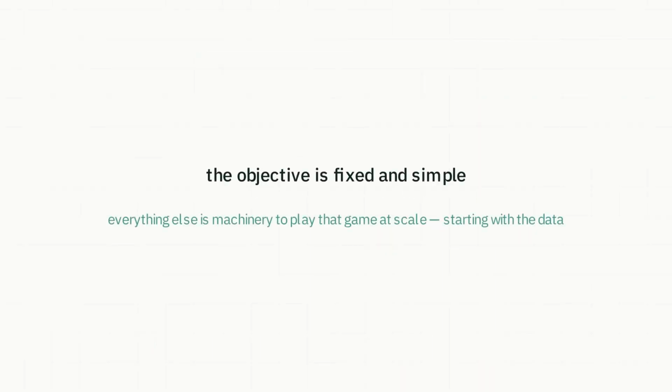So the objective is fixed, and it's simple: predict the next token. Everything else in this video, all 15 chapters of it, is just the machinery required to play that one game at an unimaginable scale, and it starts with the raw material, the text itself.